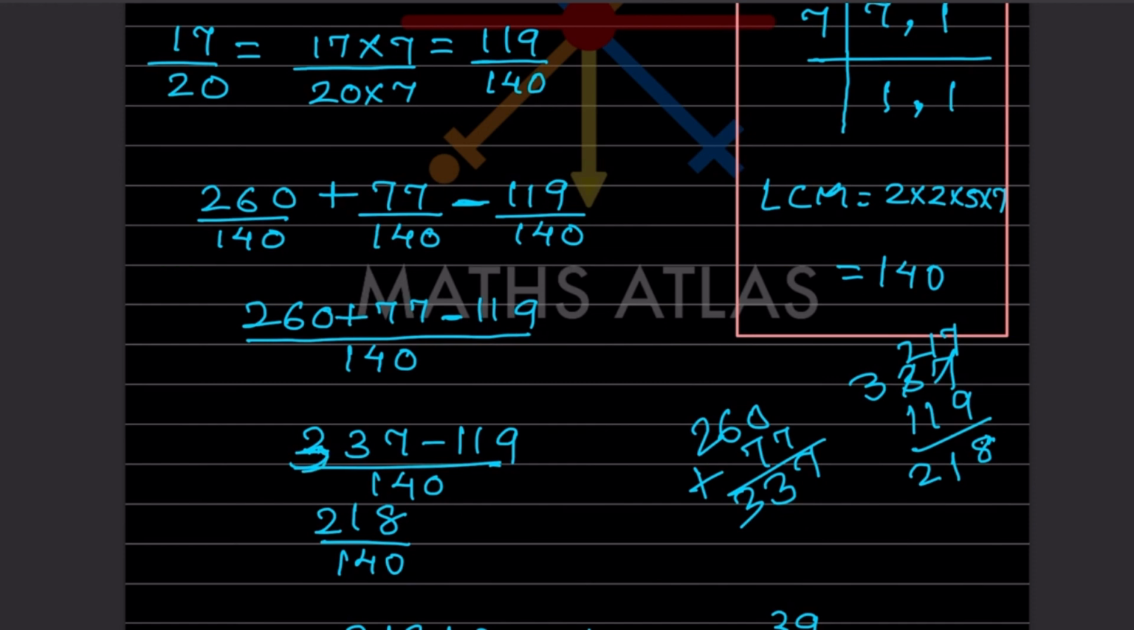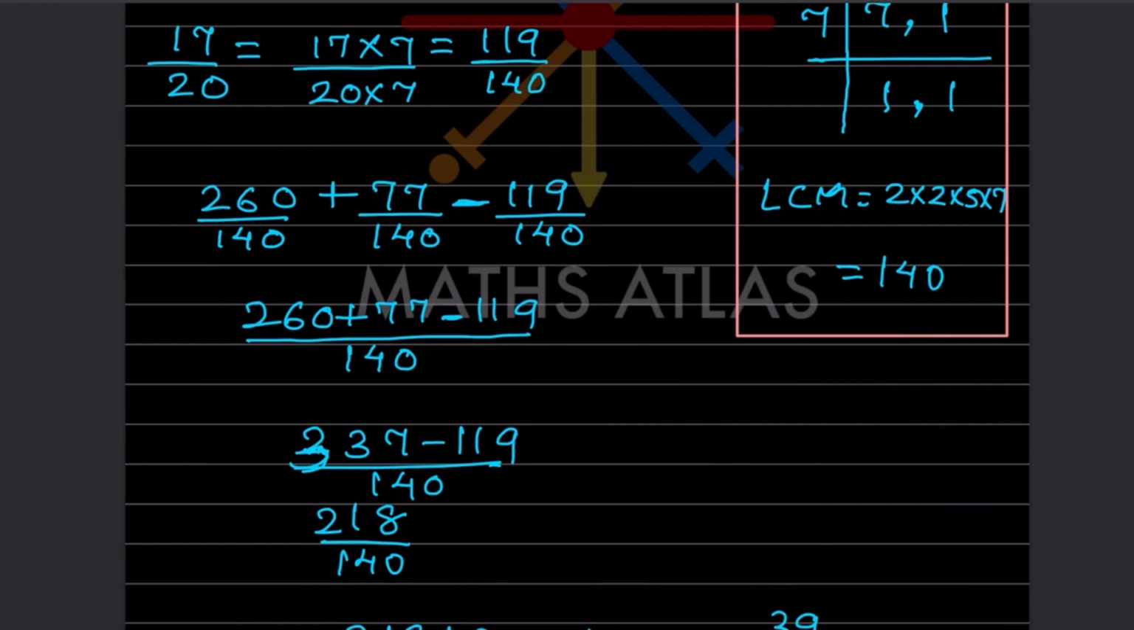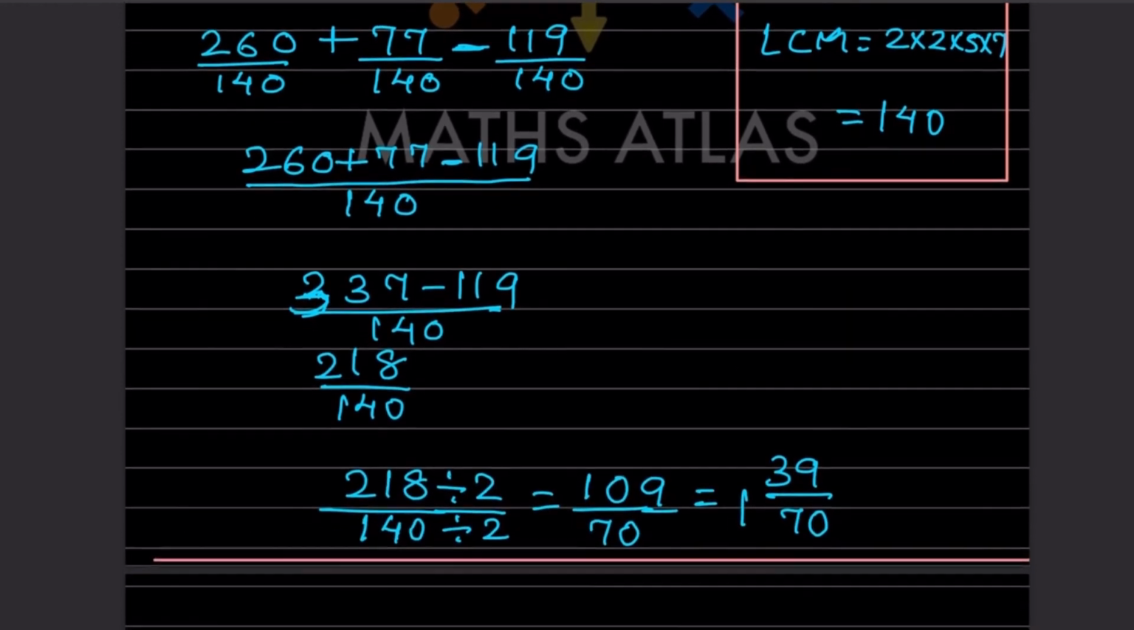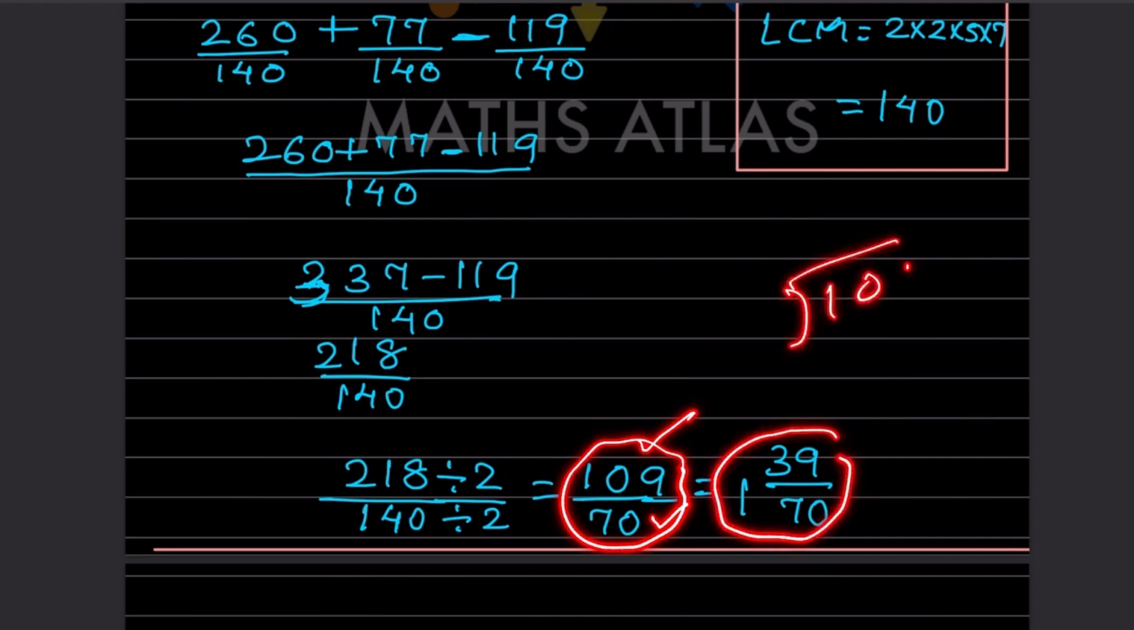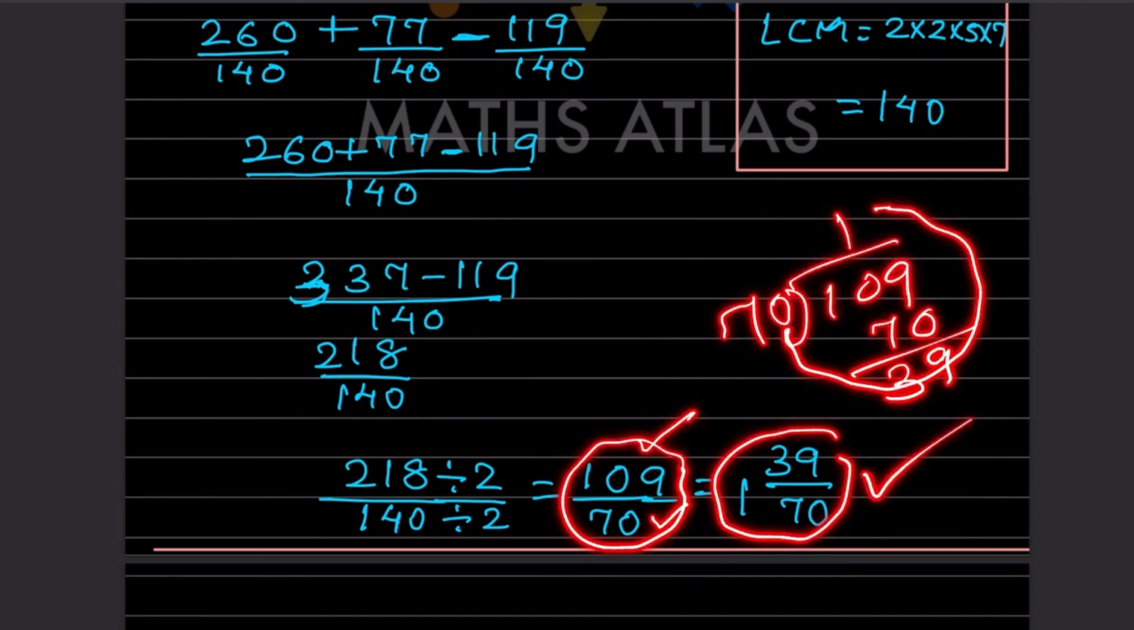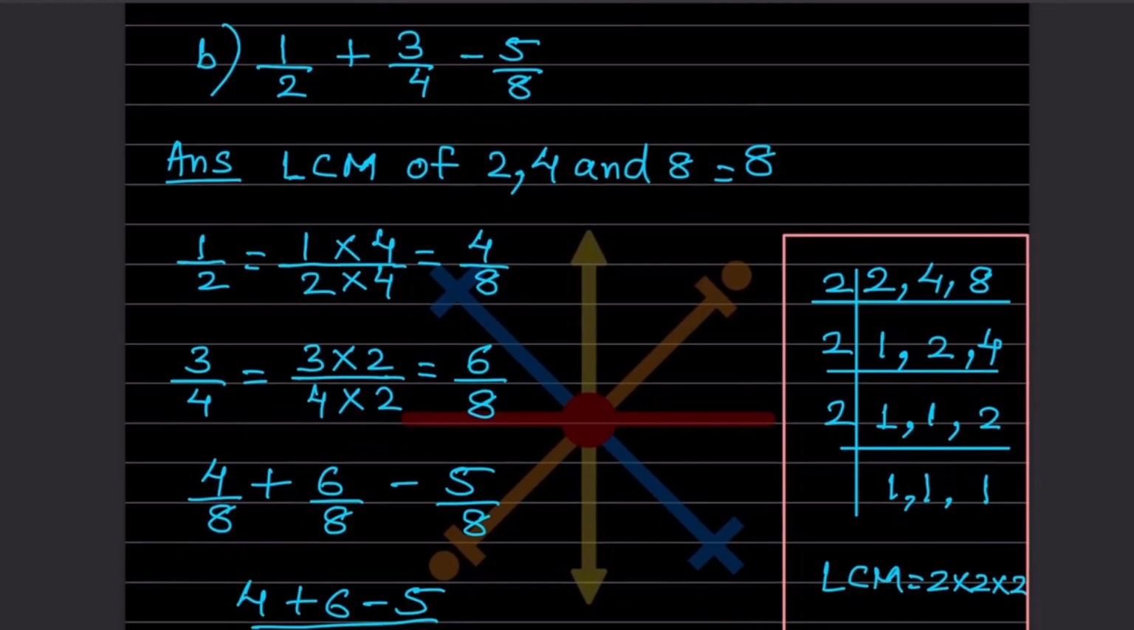So 218 divided by 140. So what is that going to be now? You can simplify it. You will divide by 2, and this also you will divide by 2. So that is going to be 109 divided by 70. And now you can see this is improper, because the numerator is bigger. So you have to make it a mixed fraction by dividing it. 70 ones are 70. So here you know this is 39. So you are going to write 1 integer 39 by 70. This is the answer.